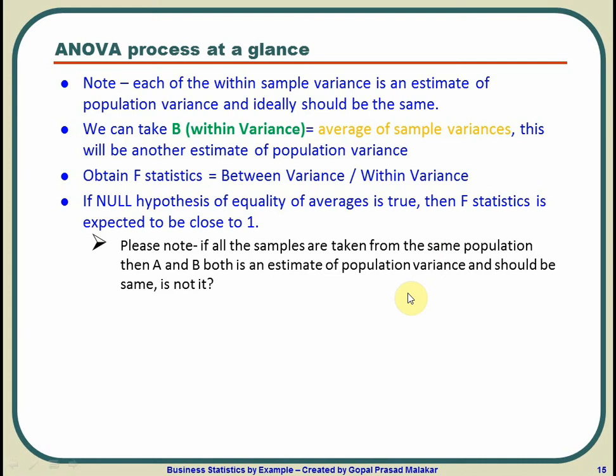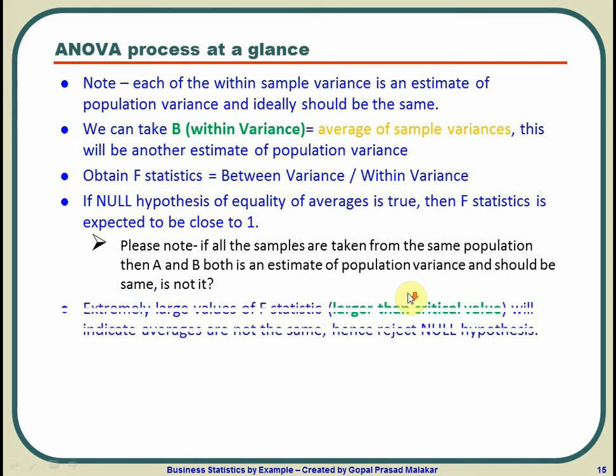When you are taking data, and the F statistic is coming larger than the critical value, it will indicate that the averages are not the same, and hence you can say that the samples are not being drawn from the same population.